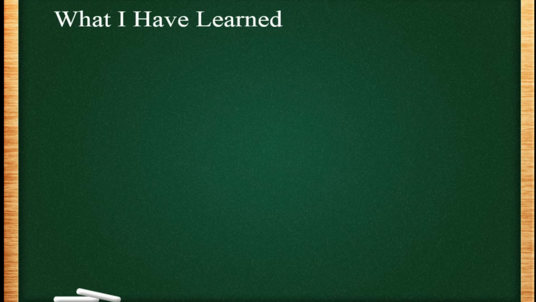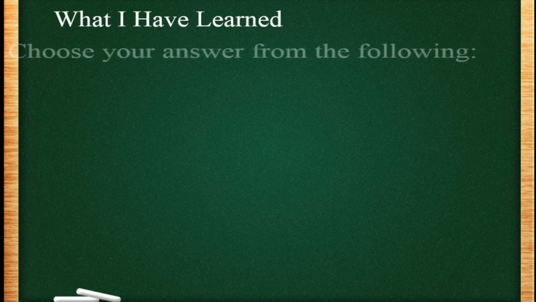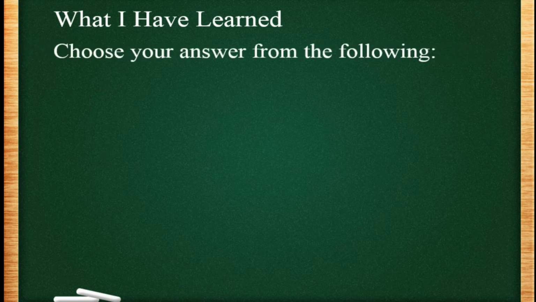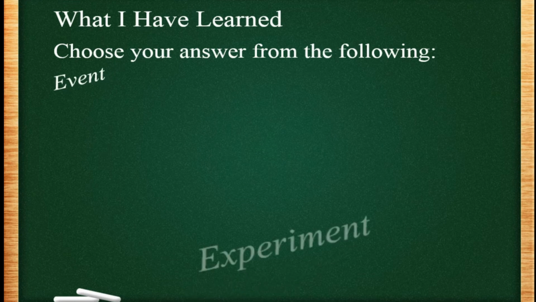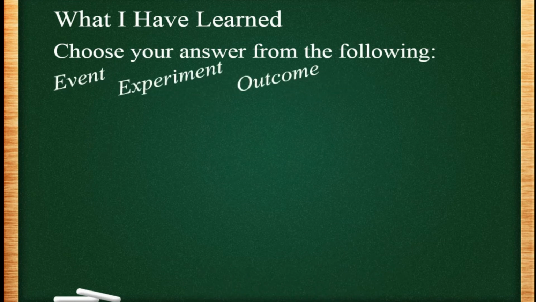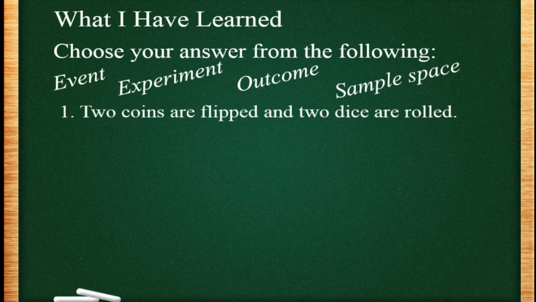Let's now see how much you have learned from the presentation. Write your answers in the spaces before each item. Choose your answer from the following: event, experiment, outcome, sample space. Number 1. 2 coins are flipped and 2 dice are rolled.